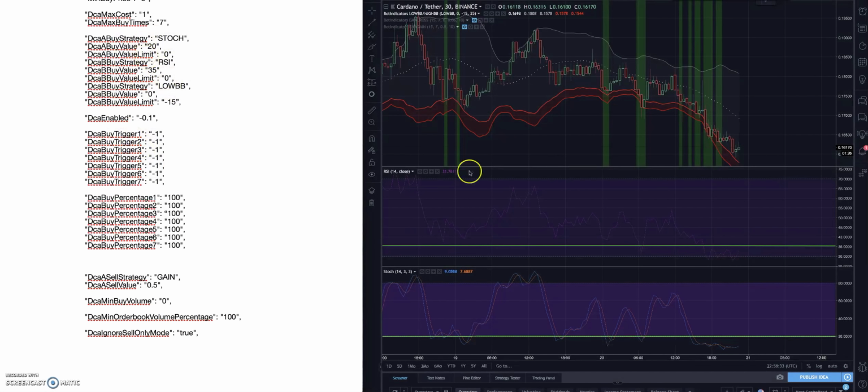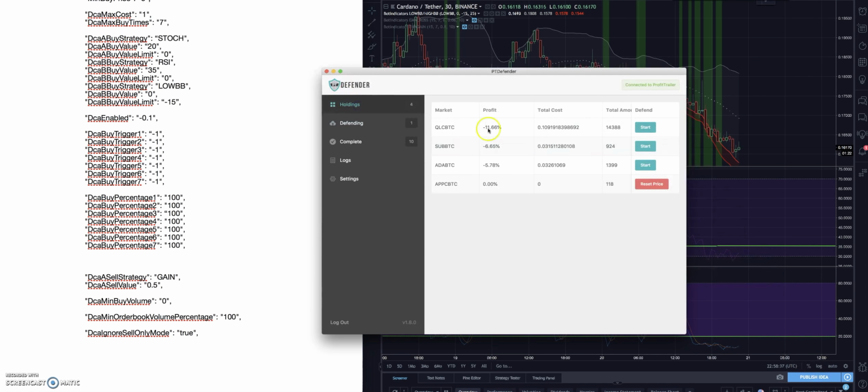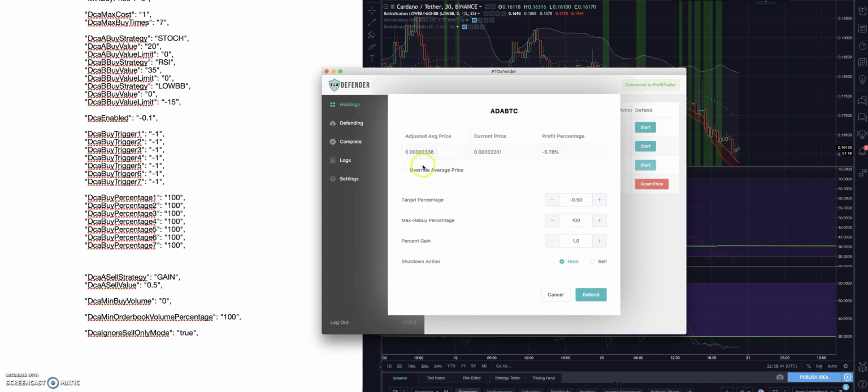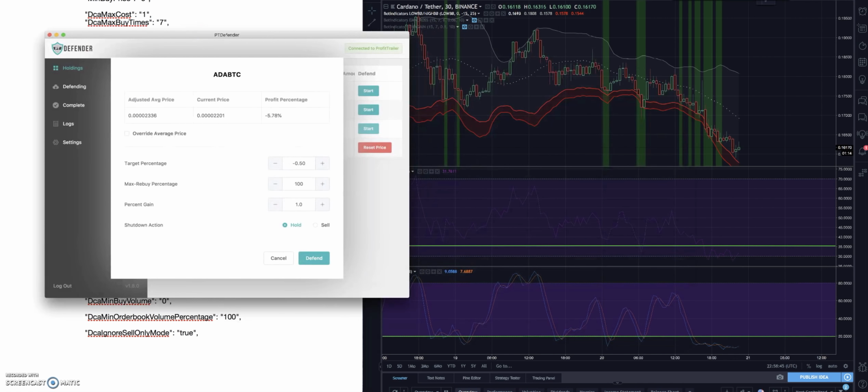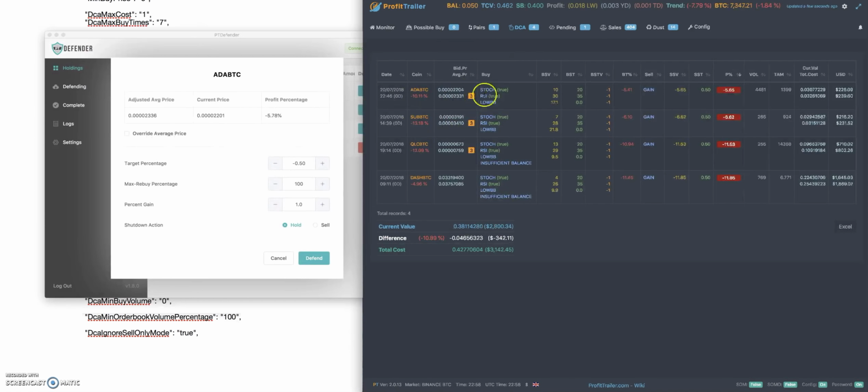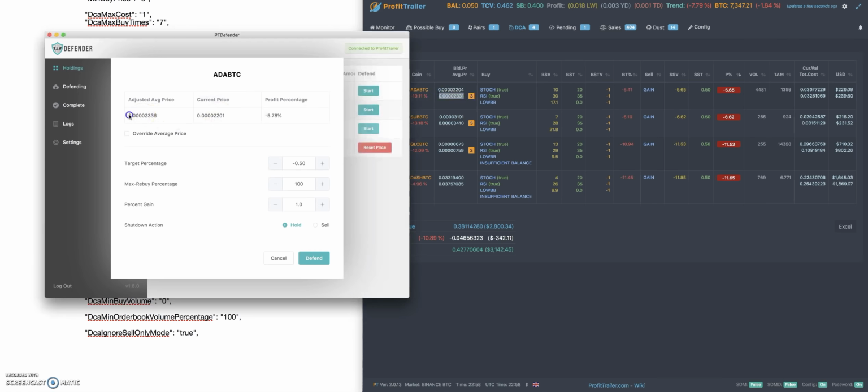But the way I like to look at it is when you're in waiting for buy. So we can just start one of these. We can start, say, ADA, and this is the new GUI. Let's go back to Profit Trailer real quick. You can see that Profit Trailer is holding this price. This is the calculated weighted average that PTDefender is calculating for you.